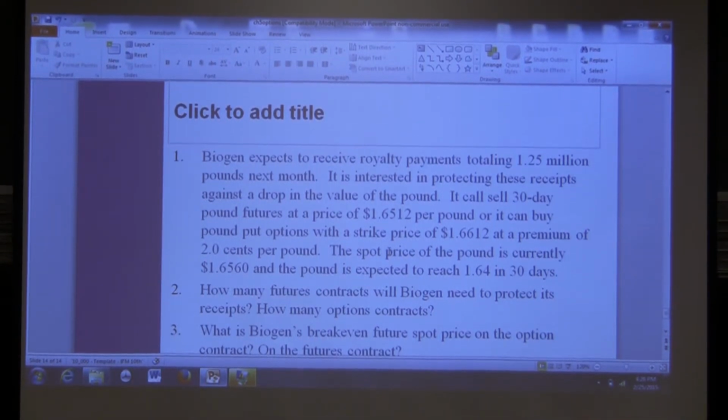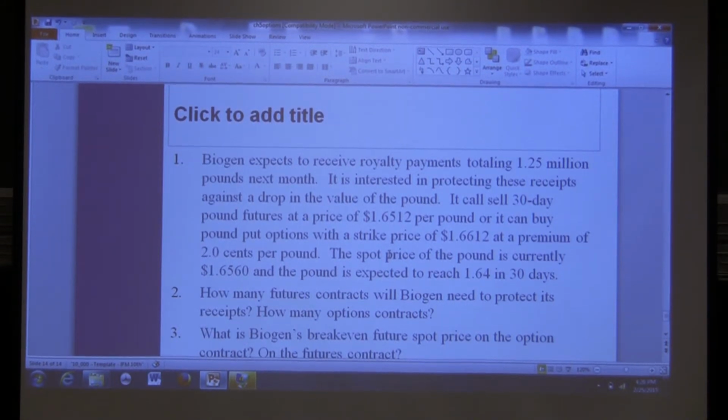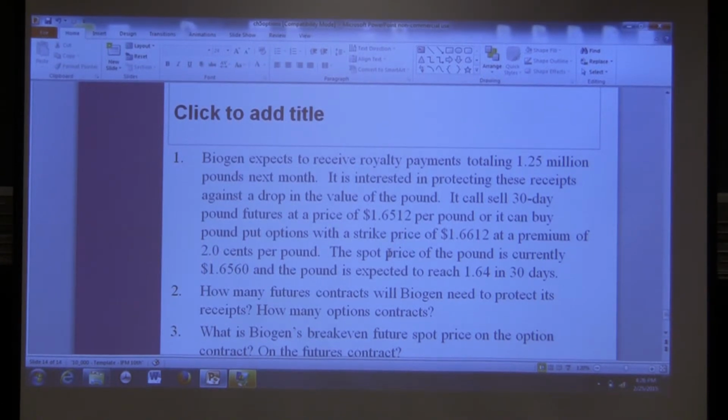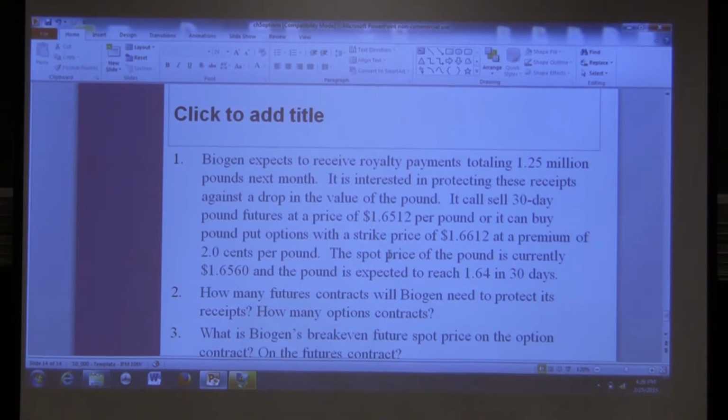So the size of each contract actually is 62,500. Clearly, as far as the exam is concerned, I'll give you the size. We don't have to worry about the size of the contract. We will clearly state the size of each contract. So the size is 62,500. You need 20 contracts. Okay?